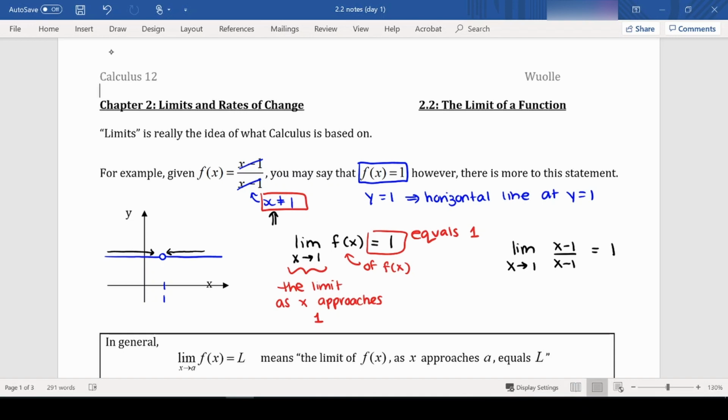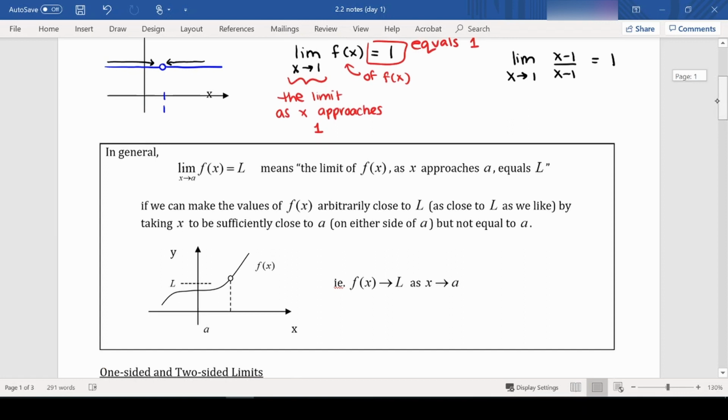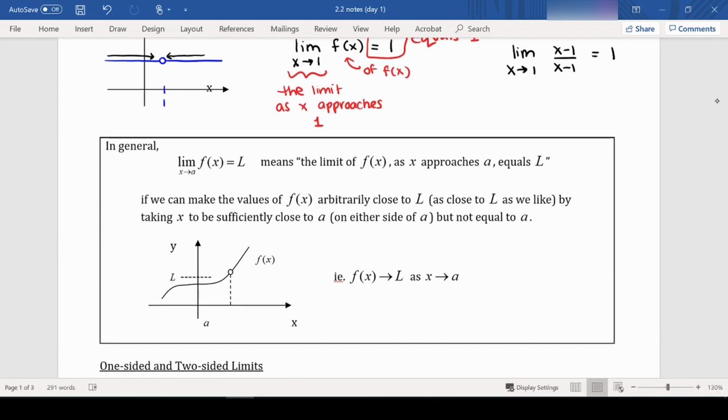Okay? So our formal definition is: the limit as x approaches a of some function f of x is equal to some value L means the limit of f of x as x approaches a equals L. If we make those f of x values really close to L, x would be really close to a. So L is a y value here.